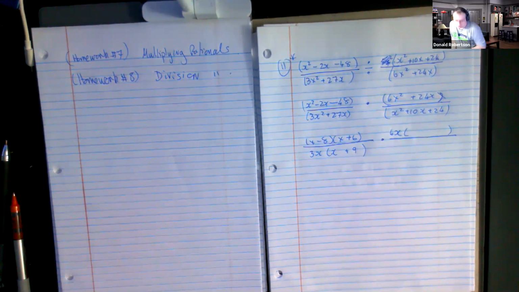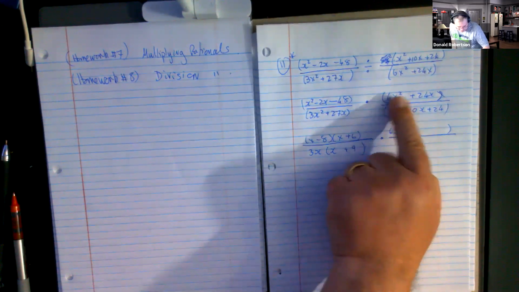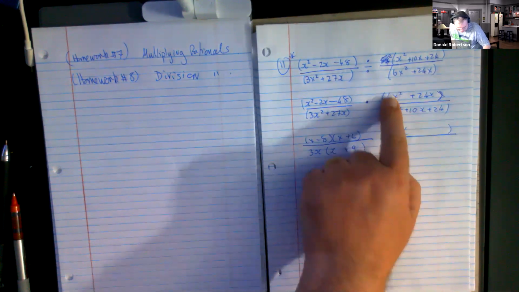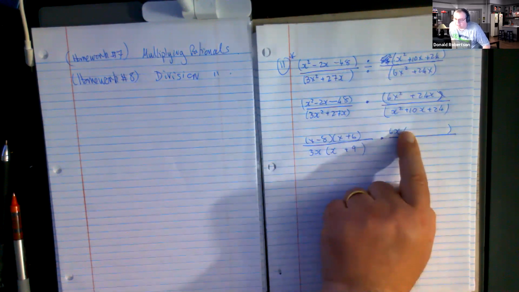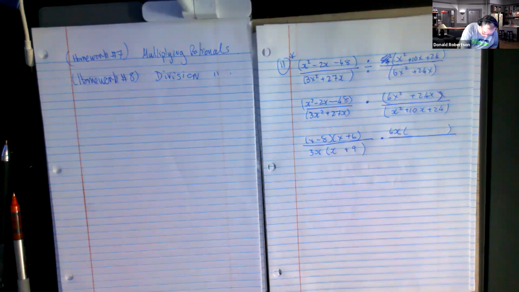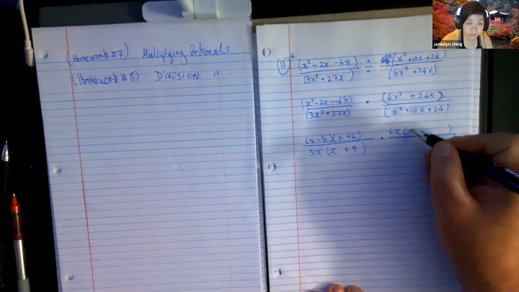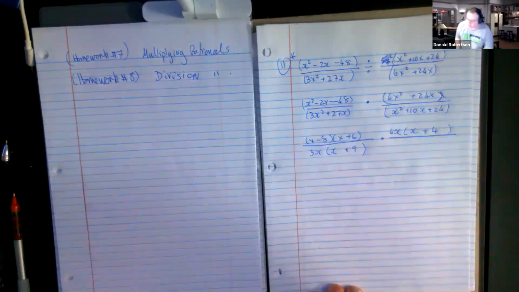What's left when you pull out a common factor of 6x from these 2 terms? What do you get left at the beginning there? You get x plus 4. And that's that one done.